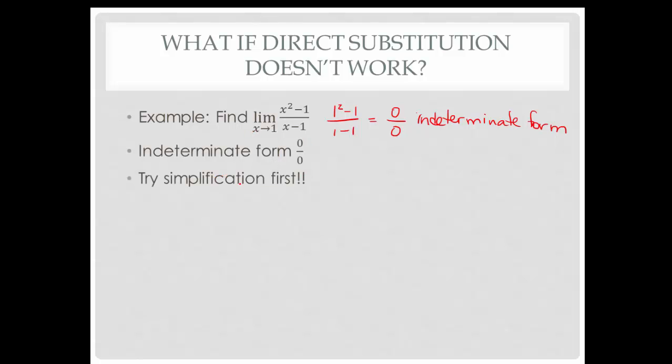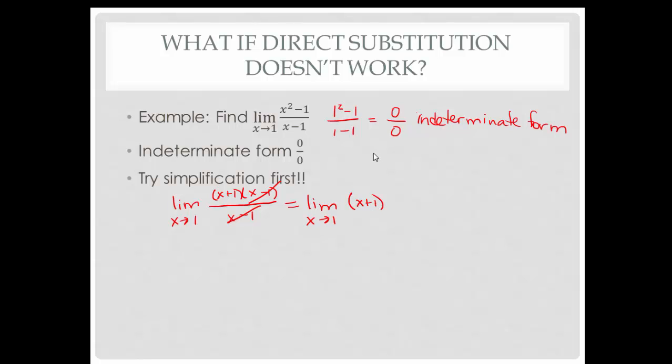Let's try some simplification. If you take a look, you see the x squared minus 1? Hopefully, that kind of leads you towards the fact that that can factor. X squared minus 1 is the difference of two squares. So it's (x plus 1)(x minus 1) over x minus 1. Now notice something. See how you've got x minus 1s in both the numerator and the denominator? So when you cancel these, you get the limit as x approaches 1 of x plus 1.